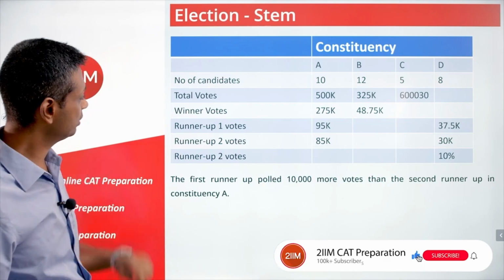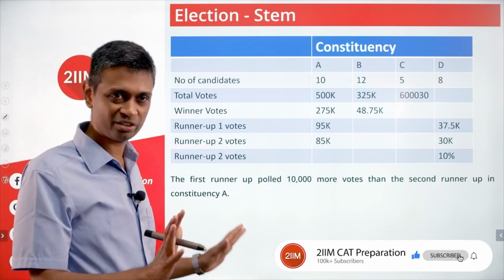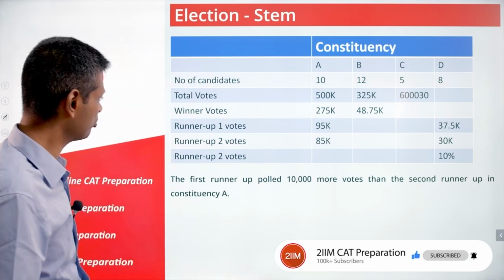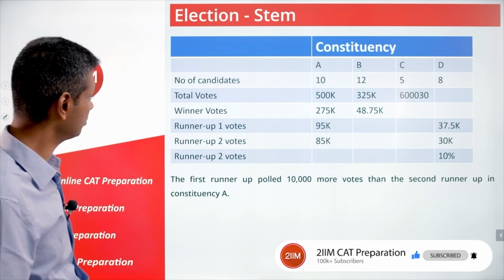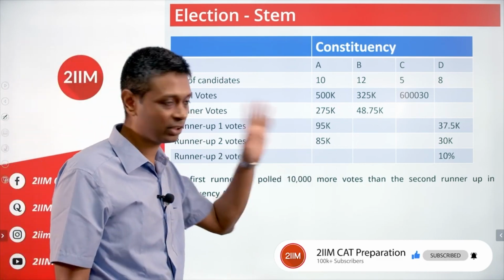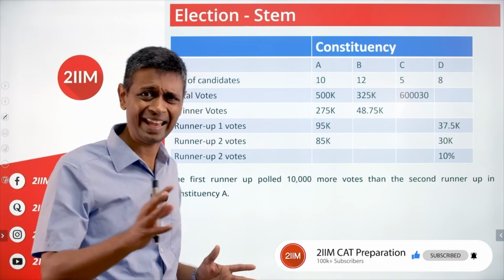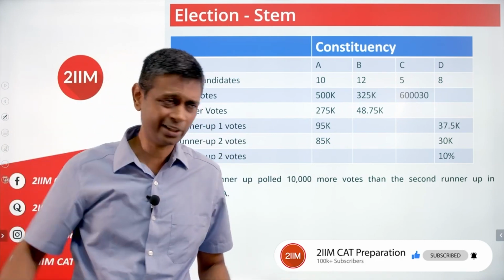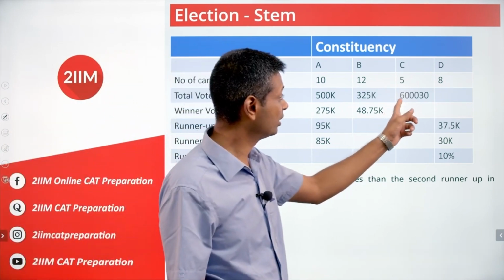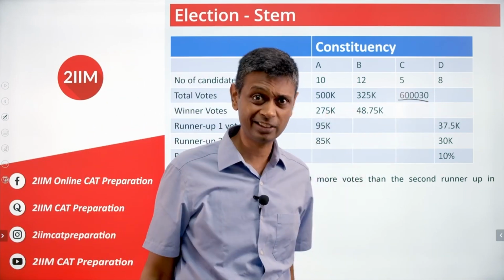Number of candidates, 10. So we've just captured this data. Let's look at this. The first runner-up polled 10,000 more than the second runner-up. So the second runner-up got 85,000. That we know. Just using K to denote 1,000, so putting 3 zeros all the time. This number is not friendly, so I've used it as it is, 6,30,000.